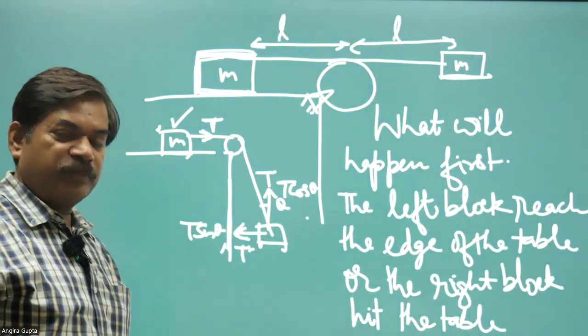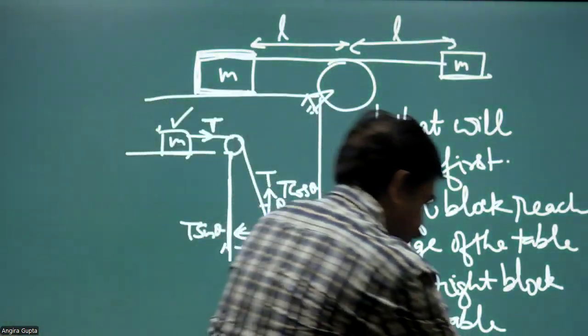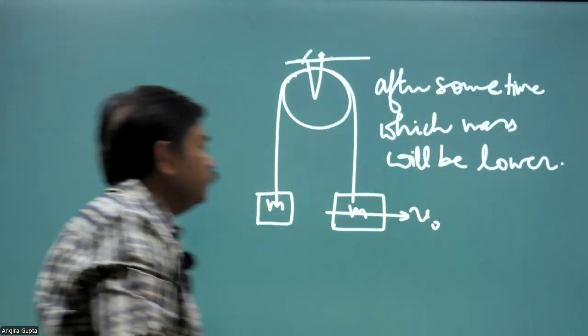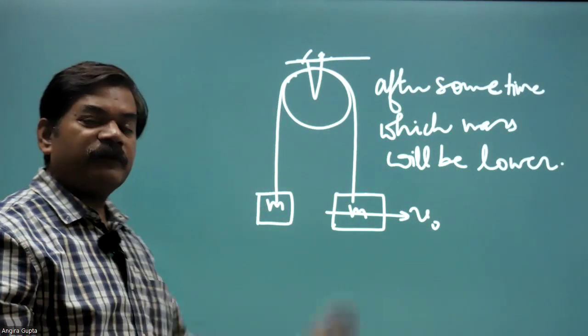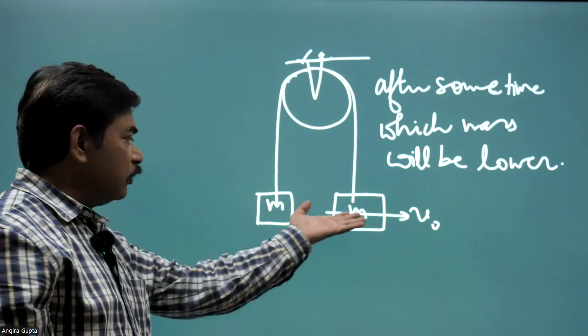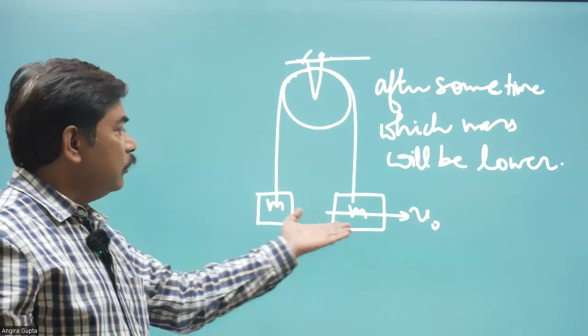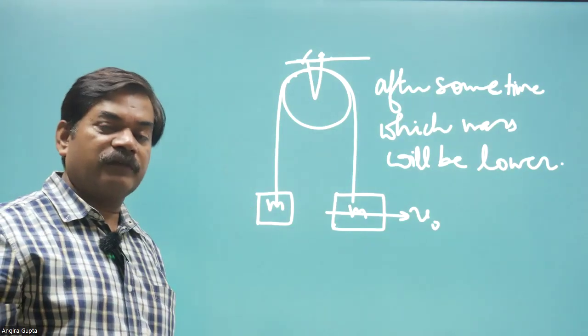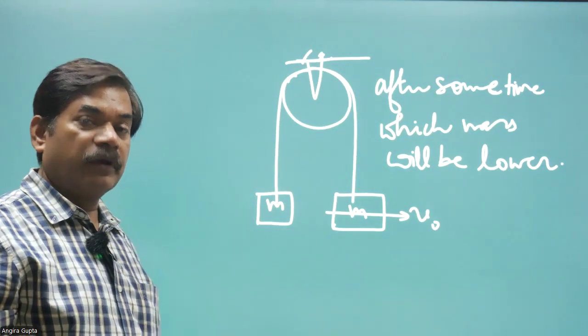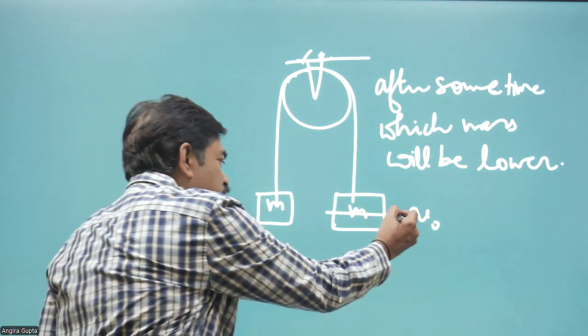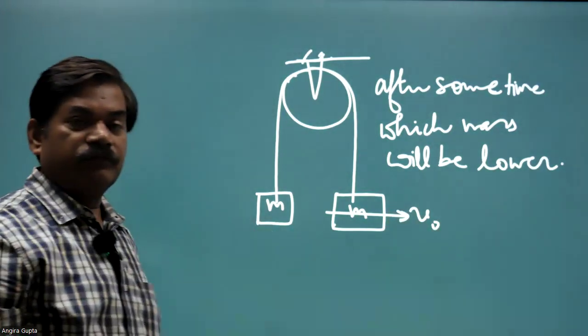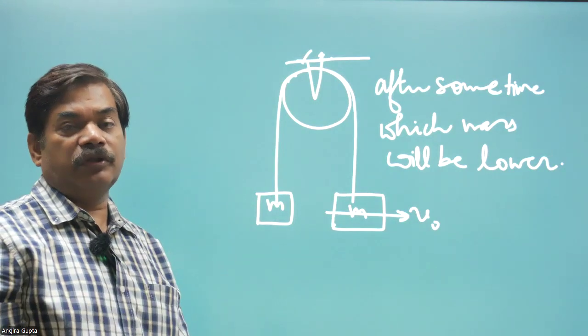A similar concept is being used in the next question. You see, there are two equal masses at the same horizontal level. So obviously they are equal masses. They are in equilibrium. Now this block is suddenly imparted a velocity v naught.